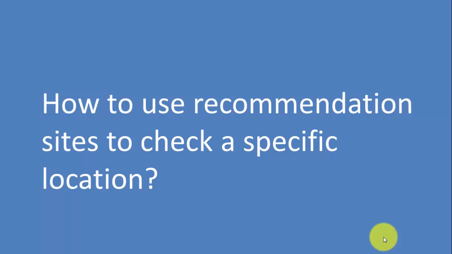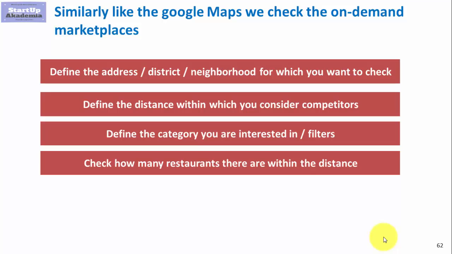How to use recommendation sites to check a specific location. Recommendation sites like Yelp can be used to a large extent also to check the competition level and to see whether within a specific location it makes sense to build a specific concept. What it helps you to do is to narrow down the area you are looking at and see who is there, what kind of reviews they've got, and how you can compete.